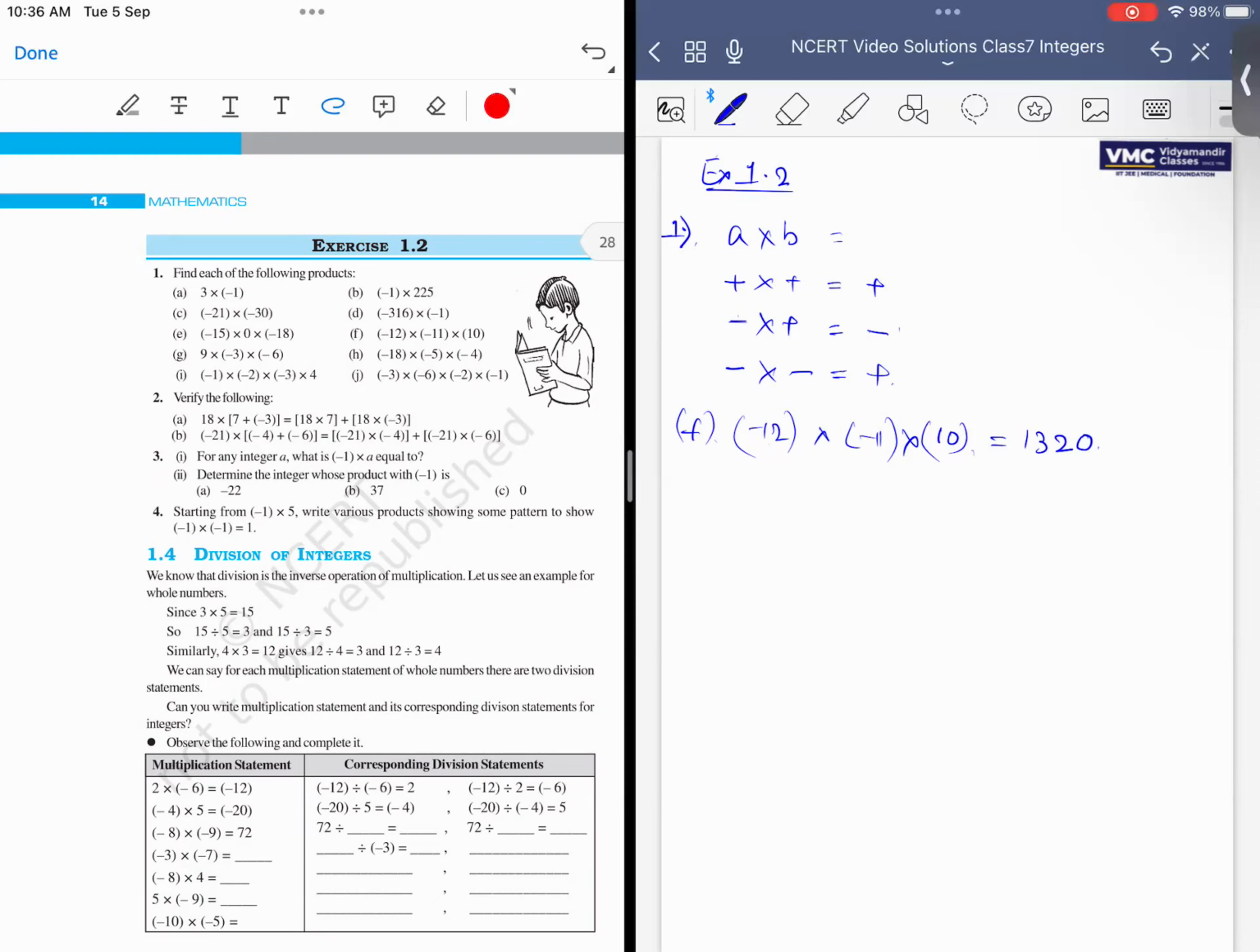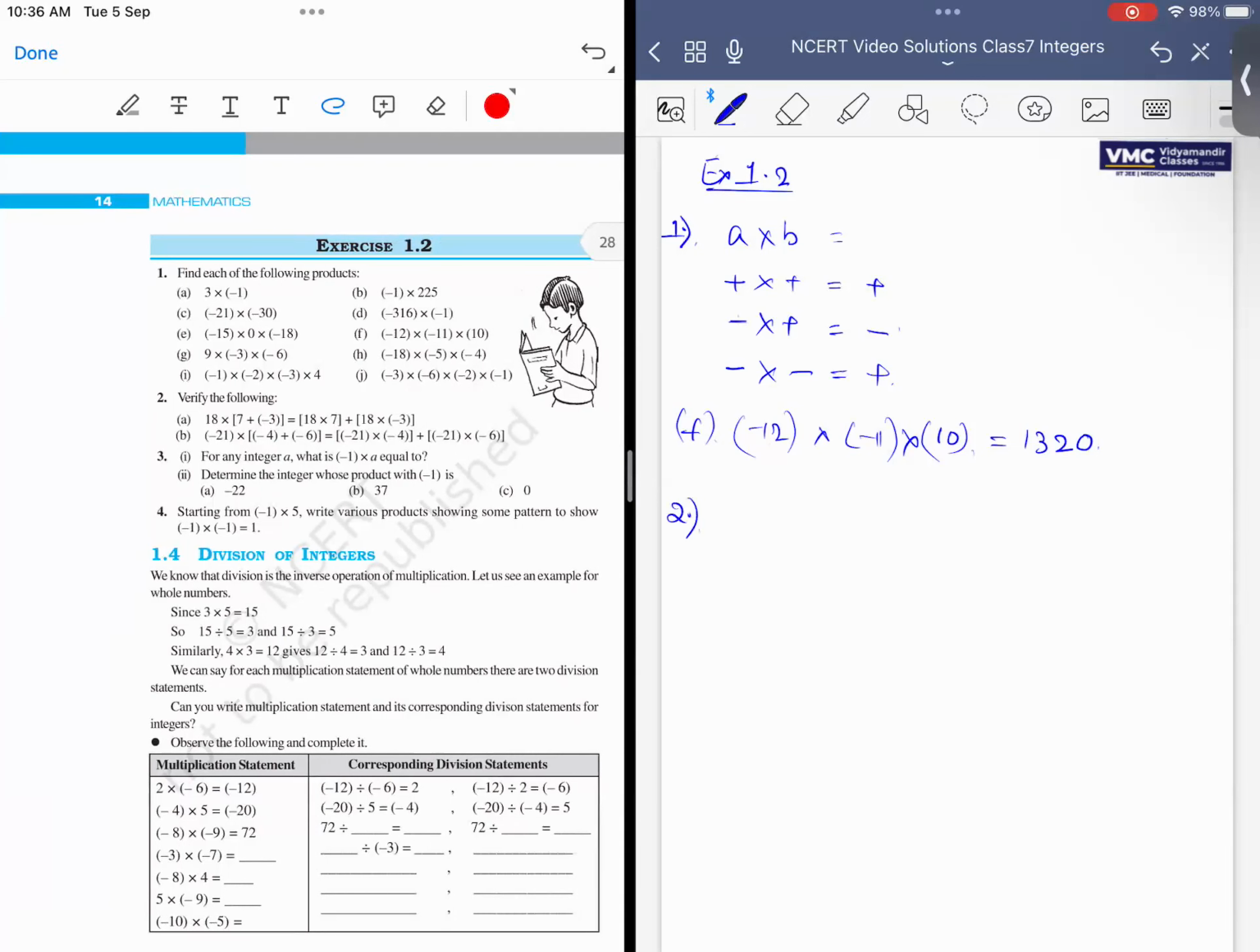We see that if the negative integers are multiplied an even number of times, that is 2, 4, 6 times, the product will be positive. And if the negative integers are multiplied an odd number of times, like 3, 5, 7, the product will be negative. Likewise, we can do the rest of it.